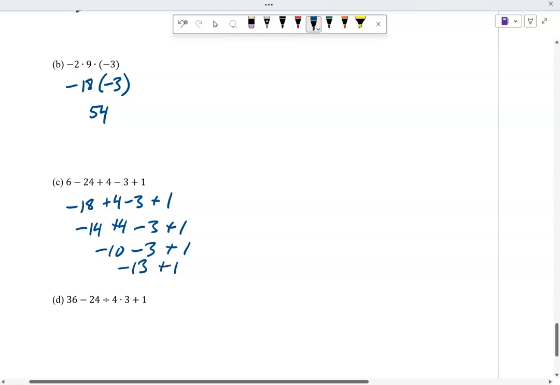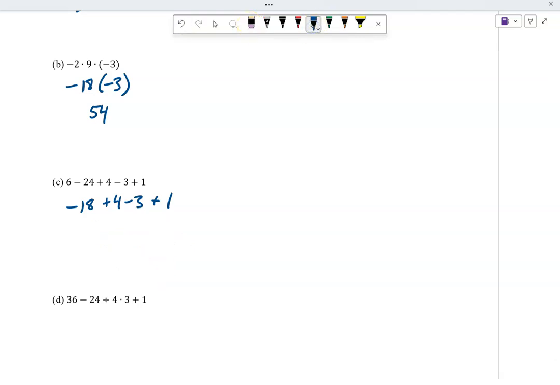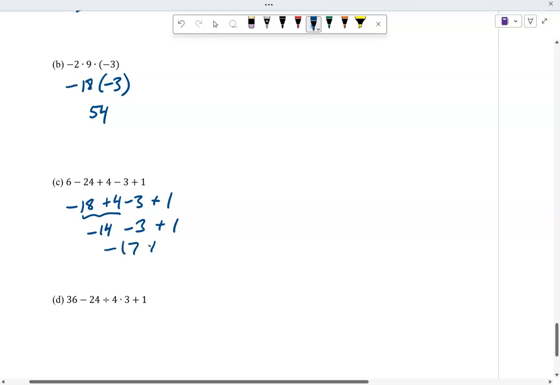And negative 13 plus 1, I got negative 12. Oh, I just realized I wrote that plus 4 twice on that. My goodness. Right here. Whoops, daisy. I already had cleaned that up. Let me clean that up. Sorry about that. That is messed up. Negative 18 plus 4, I got negative 14. Don't write that twice. And then negative 14 minus 3, I get negative 17, plus 1. Sorry about that. Negative 16.